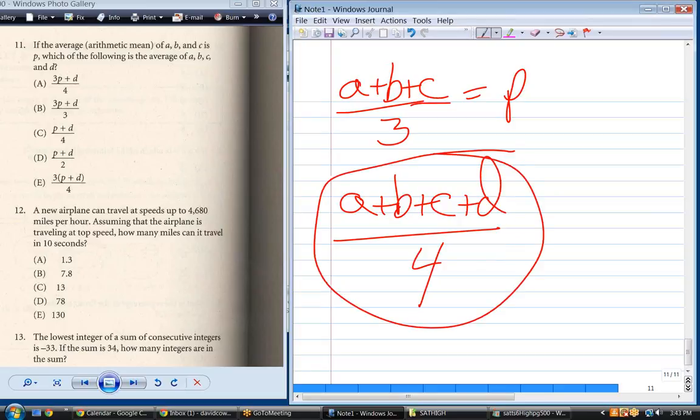It's D. I lied. I'm sorry. Okay, so you solved for A plus B plus C is equal to 3P, and you substituted 3P for that, right? So 3P plus D over 4. Why couldn't it be D? Because A was my original thought. A is correct. Okay. Here, let's go through it.